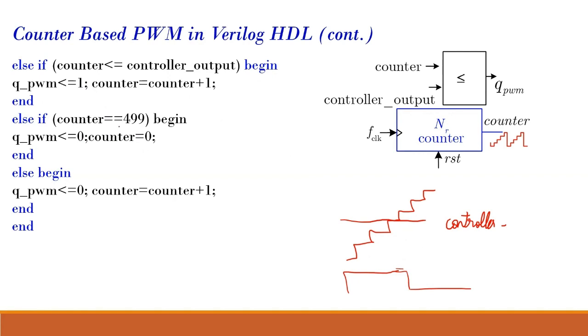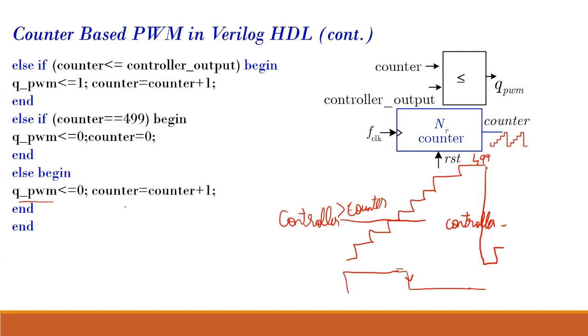But in case my counter reaches its maximum value, which is 499, then I want my counter to go back to 0. And at that time, my PWM will still be at 0. This condition is what happens when my counter value becomes greater than my controller value. If it becomes greater, then what I have to do is reset it. So that is given by this.